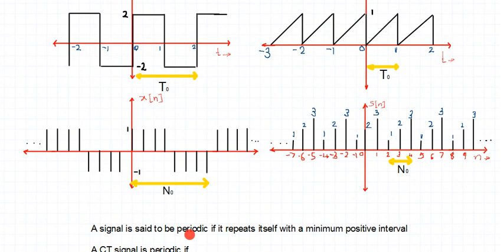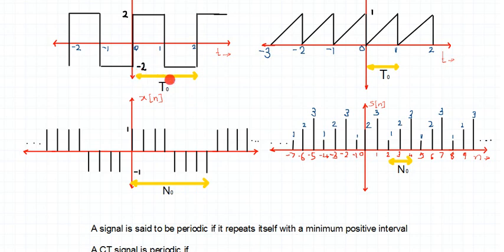A CT periodic signal is one that repeats itself with a minimum positive interval. This definition applies for both CT as well as DT. A signal is said to be periodic if it repeats itself with a minimum positive interval. That minimum positive interval is T naught for a CT signal and N naught for a DT signal. Now let us do an interesting operation on these periodic signals.